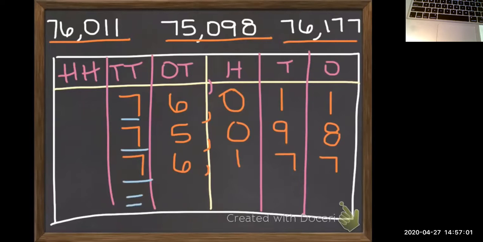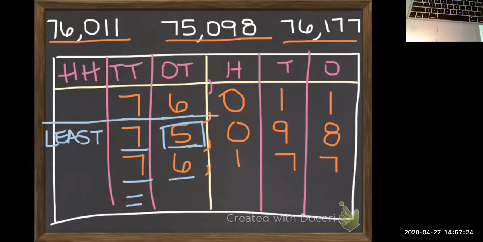When I go to the 1,000s place, I notice there's something different. I have a 6 and a 6 and a 5. So I already know something about this. I know that 5,000 is less than the other 2 numbers. So I know that this number is the least number. It's the smallest. So now I'm just going to look at the top and bottom number because I already know that the one in the center is the least.